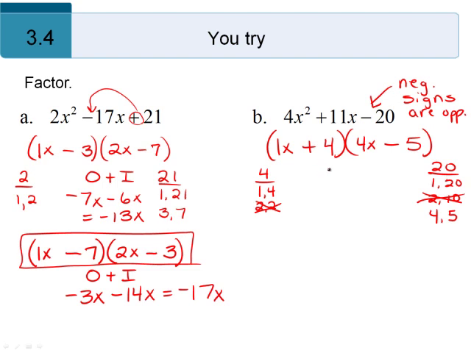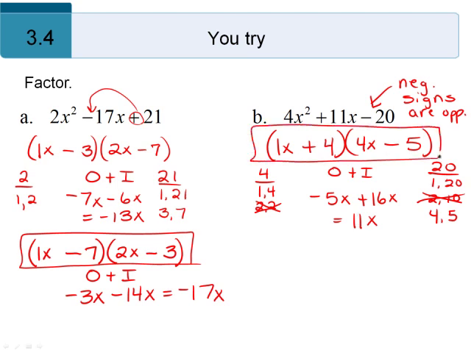So anyway, now we have to check the OI. So the outer term, 1x times negative 5, is negative 5x. And then the inner term, 4 times 4x, that's going to be positive 16x. Well, negative 5 plus 16 gives me 11x, which is what I wanted. So this works, and that's your answer.